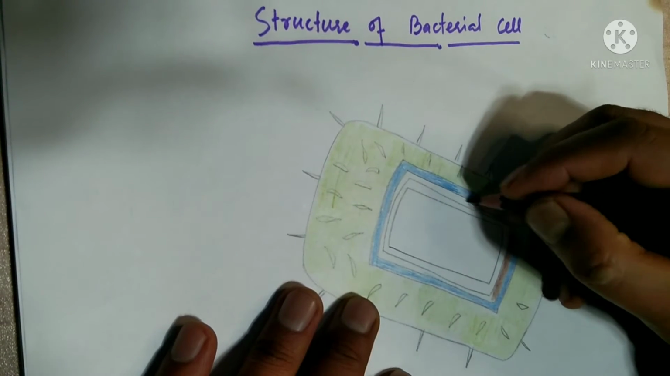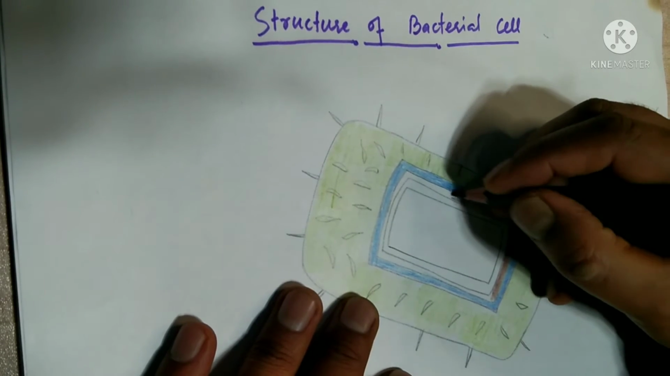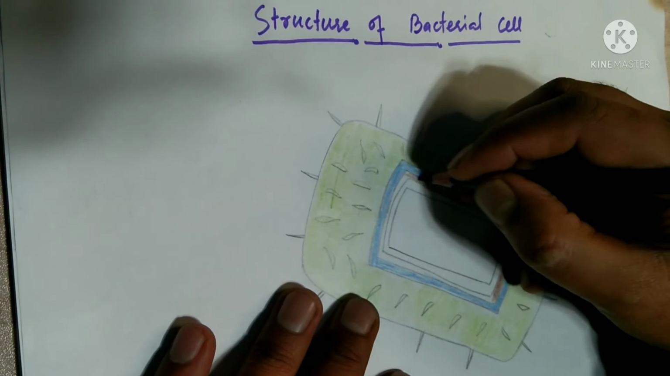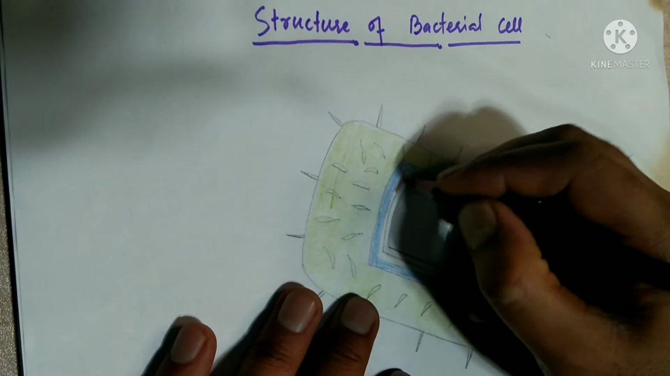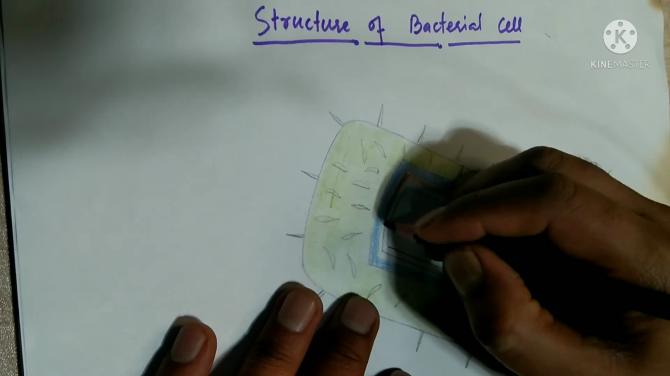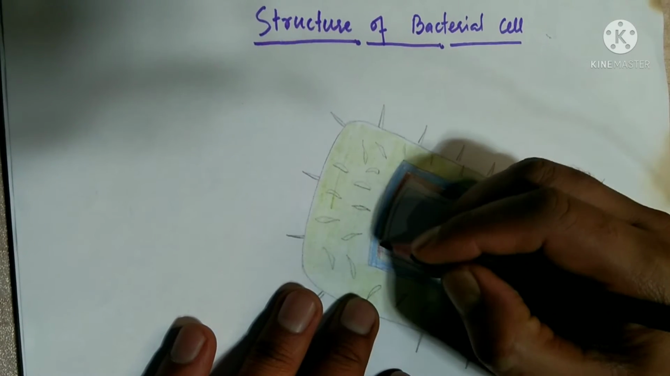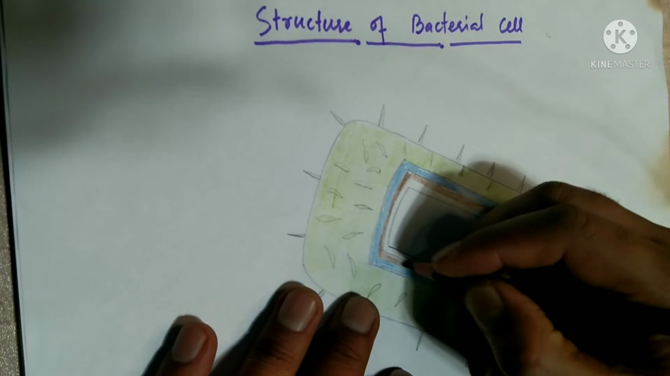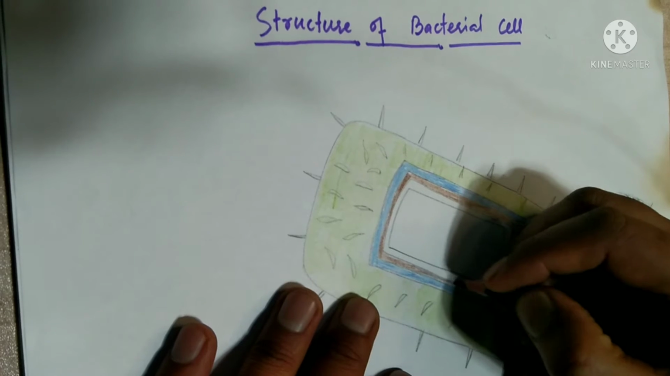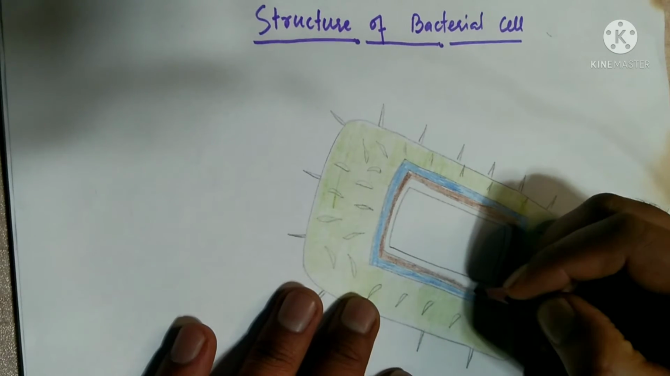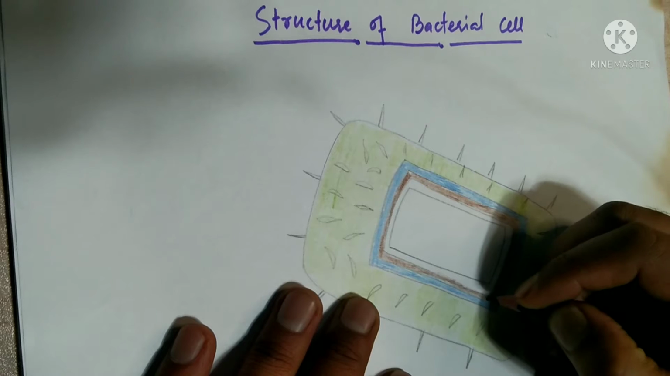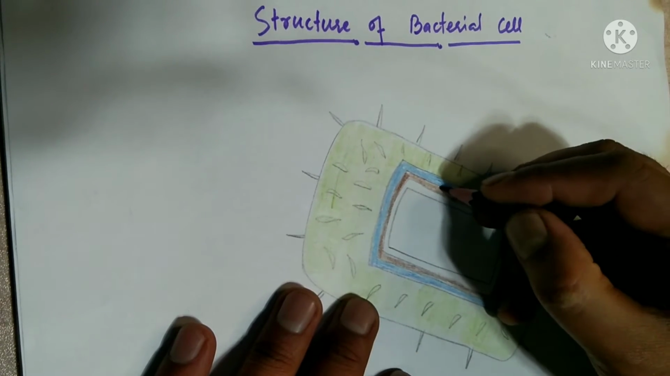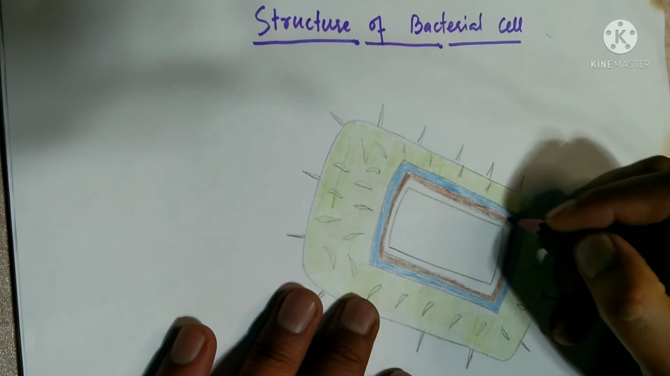is made up of a structure called the peptidoglycan. So peptidoglycan is in turn made up of two structures called NAM and NAG, that means N-acetyl-muramic acid and N-acetyl glucosamine. So the cell wall is made up of peptidoglycan. I have used the brown marker to highlight the cell wall.